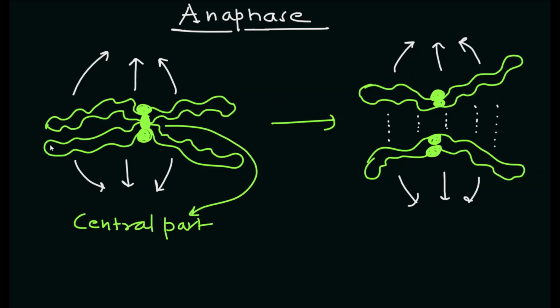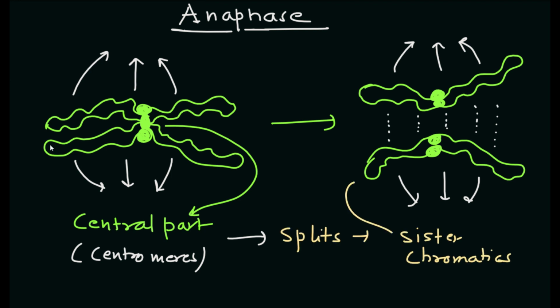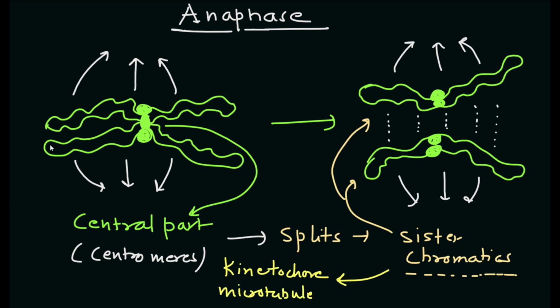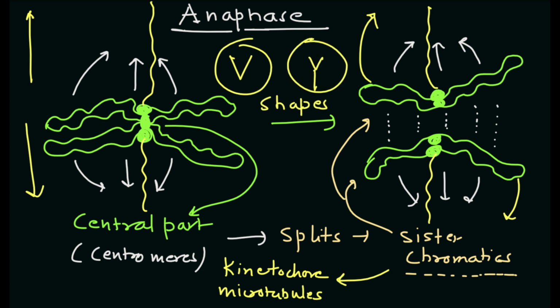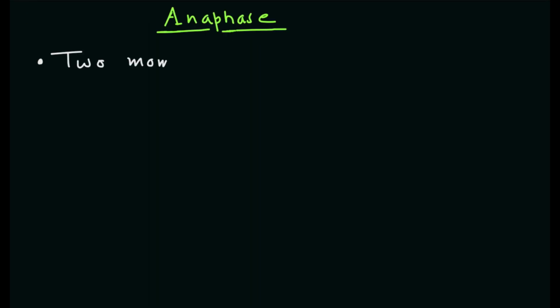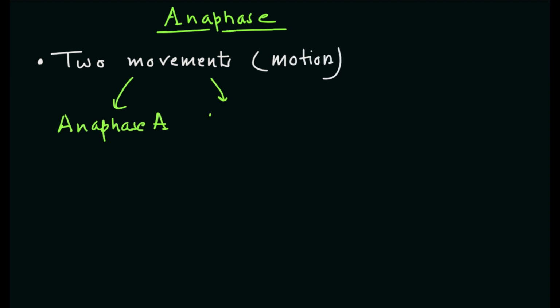The center part of the chromosomes, called the centromere, splits and the sister chromatids are pulled to the opposite ends of the cells by kinetochore microtubules. As they are pulled, they form V or Y-shaped structures. Anaphase is known for two different movements or motions. The first one is called Anaphase A, the second one is called Anaphase B.